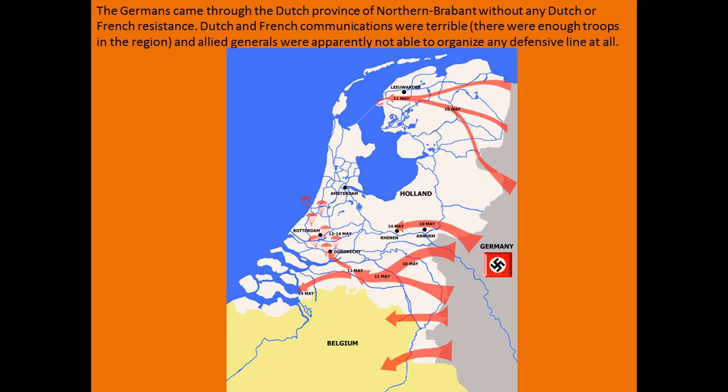The Germans came through the Dutch province of North Brabant without any Dutch or French resistance. The Dutch and French communications were terrible. There were enough troops in the region, but Allied generals were apparently not able to organize any defense line at all. Up here, the 10th of May, the 14th of May, and then here's the 12th to 14th of May. Rotterdam, with the paratroopers, and pushing inward and down from the 14th to the 17th of May, directly into Belgium.